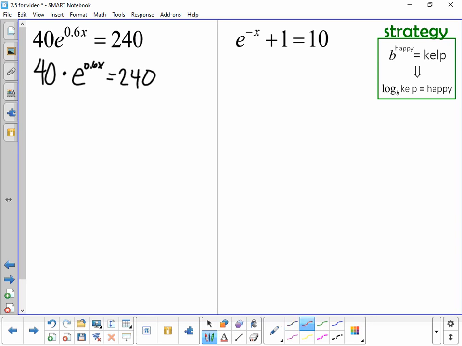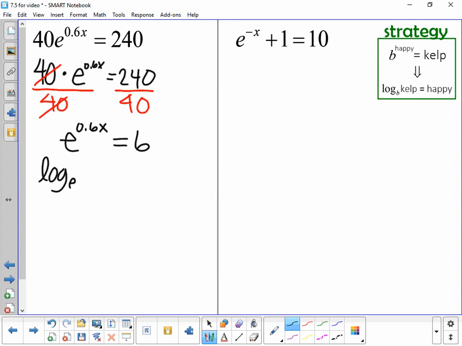So before we start rewriting or anything, we need to divide both sides of our equation by 40. And that would reduce to 1. So we have e to the 0.6x power is equal to 6. 240 divided by 40 is 6. And now we can rewrite it. As we rewrite this equation, it's going to be a log base e. So we write the log with whatever the base is, the base stays the same, of 6 is equal to 0.6x.